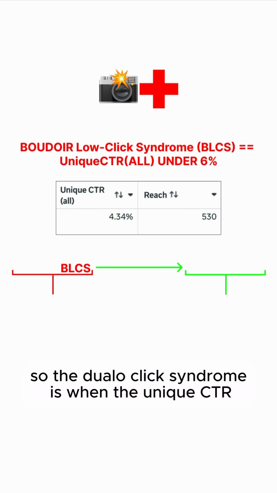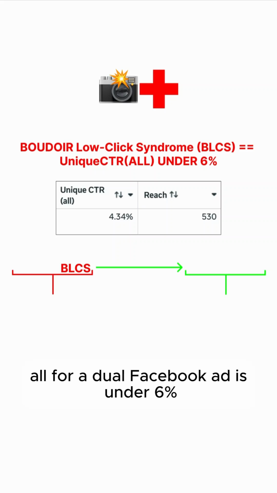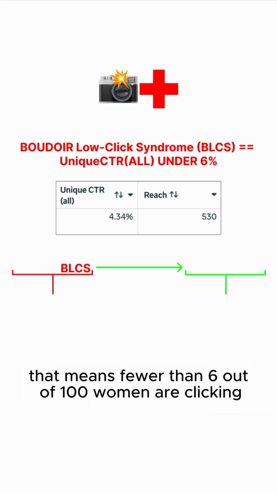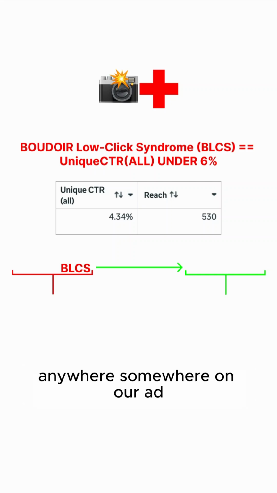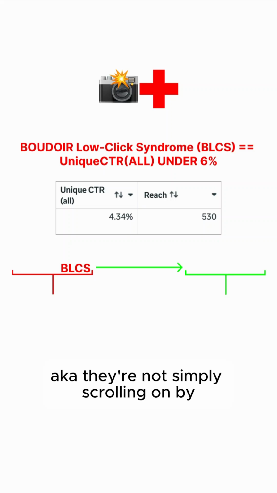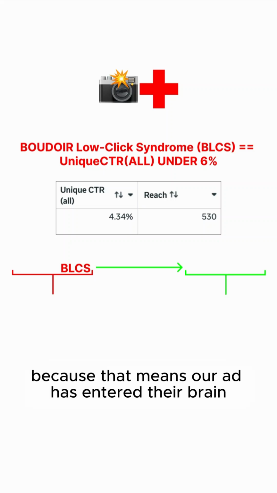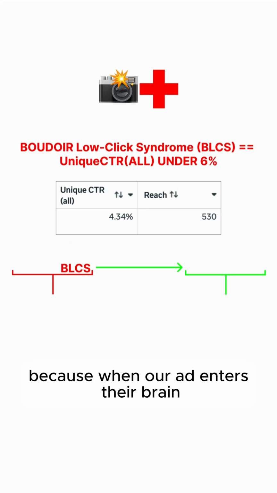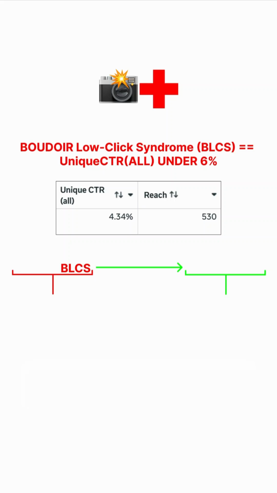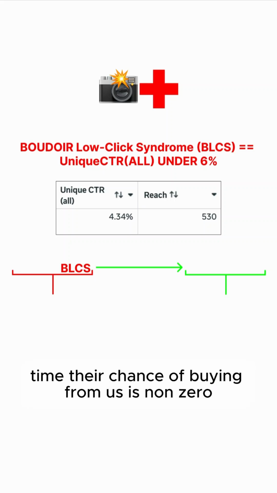Boudoir low click syndrome is when the unique CTR all for a Boudoir Facebook ad is under 6%. That means fewer than 6 out of 100 women are clicking somewhere on our ad, aka they're not simply scrolling on by. And we care about women clicking somewhere on our ad because that means our ad has entered their brain. And we care about that because when our ad enters their brain, that is the only time their chance of buying from us is non-zero.